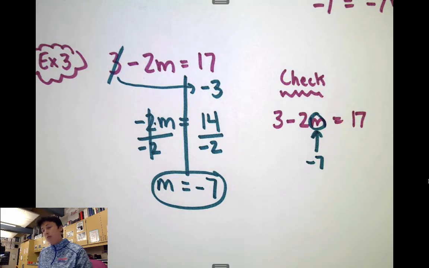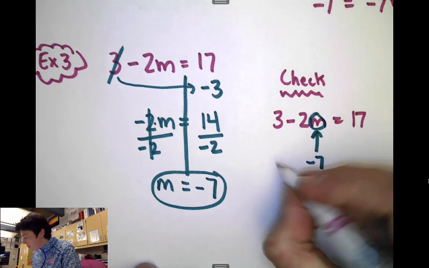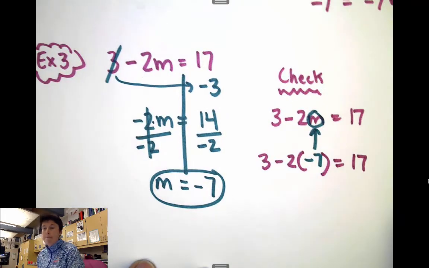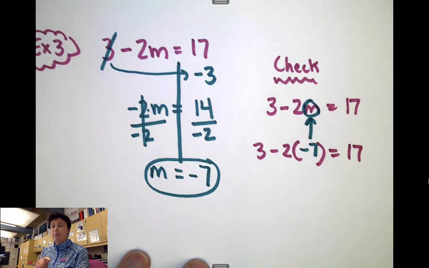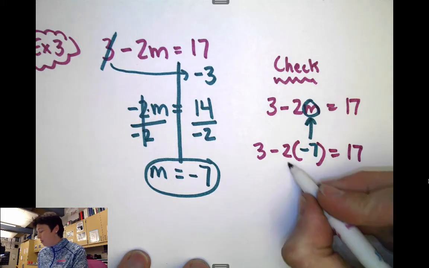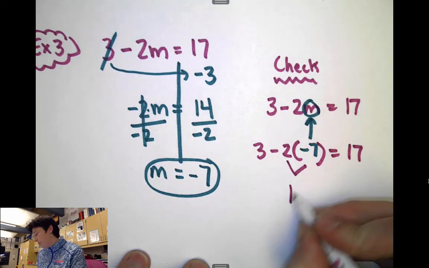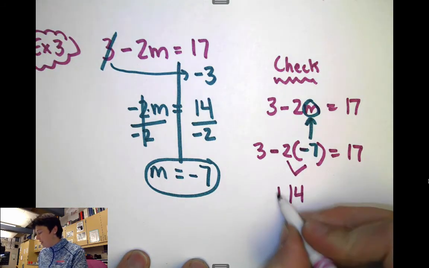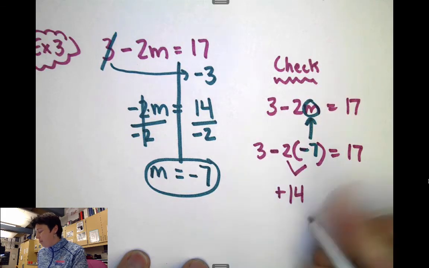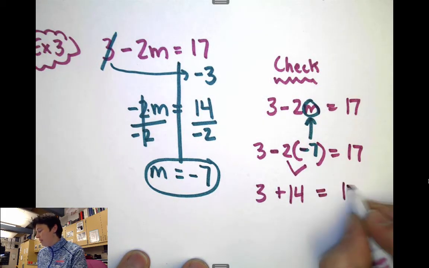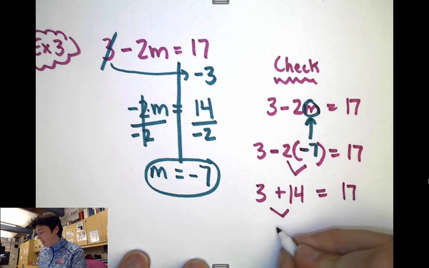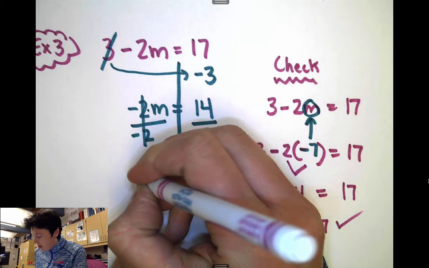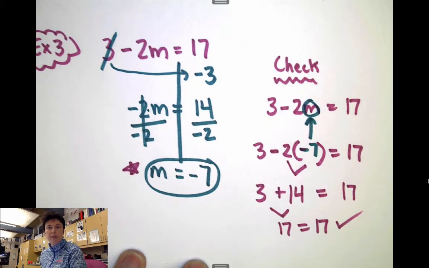So I'm not going to have this 3 minus 2m. I'm going to have 3 minus 2 times negative 7 equals 17. I better check my math here. Now, order of operations says you multiply first, so I'm going to do 2 times 7. That's 14. A negative 2 times a negative 7 is a positive 14. So I have 3 plus 14 equals 17. And 3 plus 14, yeah, that's 17. 17 equals 17. Awesome. Check, check. So this answer, m equals negative 7, is right.